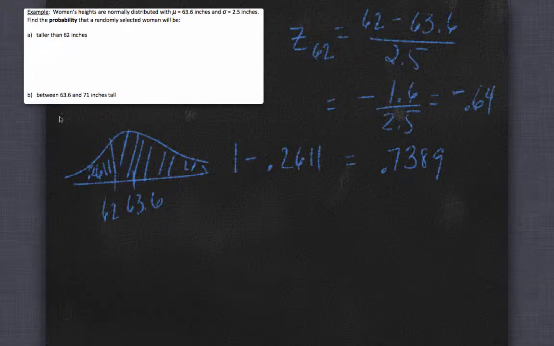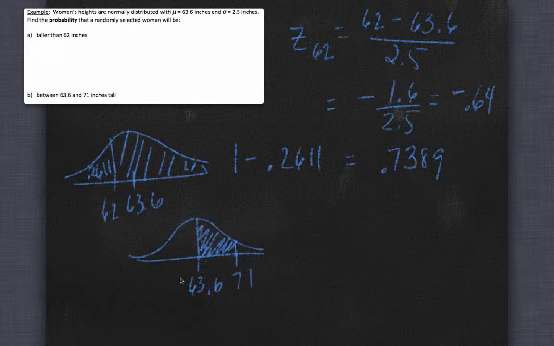Okay, and then between 63.6 and 71 is going to be over here, and now we want this split thing. Again, because this is the mean, I can go ahead and put that 0.5. I don't have to calculate that. If I do 63.6 minus 63.6, it'll be 0. If you look up 0, you'll get 0.5. So I'm just going to do this one z-score just because I don't have to do it. If it was something other than 63.6, you'd have to do it.